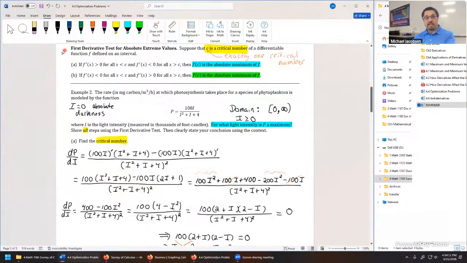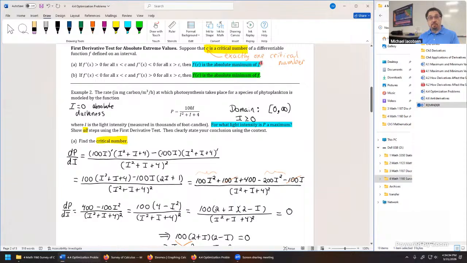As a warm-up, we're looking into the first derivative test. In the first derivative test, this one's been reformatted to give us an absolute maximum or an absolute minimum. To find that max or min, there has to be exactly one critical number that we're looking for, and we have to have these inequalities hold.